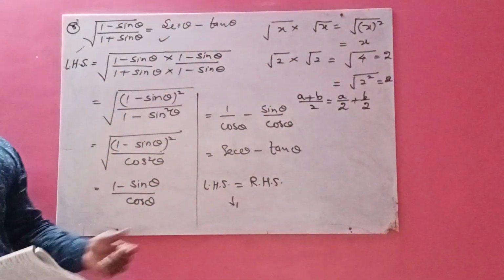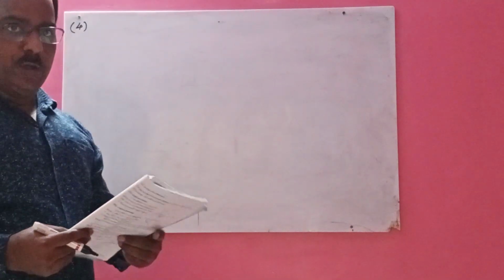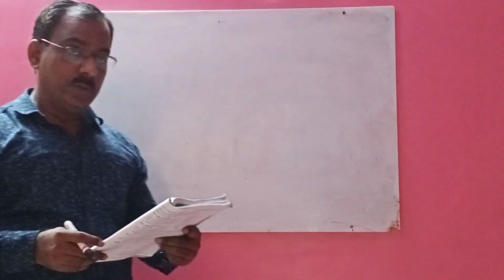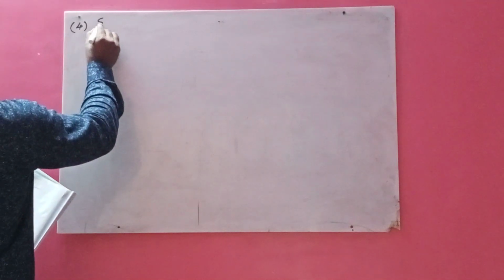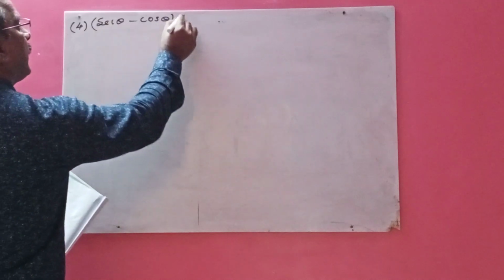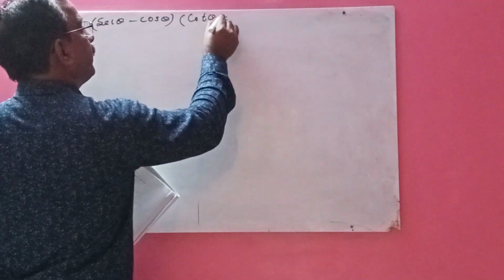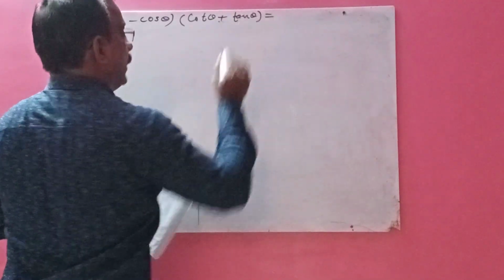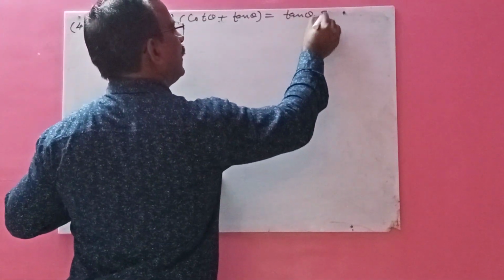Okay, now afterwards I will do question number 4. So children, now I hope all of you have understood question number 3 too. Now I will do question number 4. See what is given here: sec theta minus cos theta, and cot theta plus tan theta is equal to tan theta into sec theta.